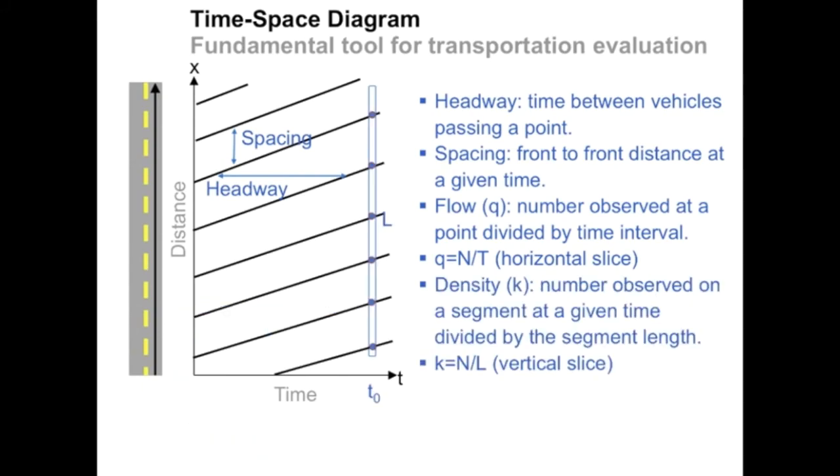So when we're thinking spatially, we can cut a vertical slice, and we can observe at a particular time, t0, over a particular distance, in this case L. The number of vehicles here is 6, so we can calculate the density, which is just the number of vehicles observed divided by the distance. So the density for this particular segment is 6 divided by L, as shown.